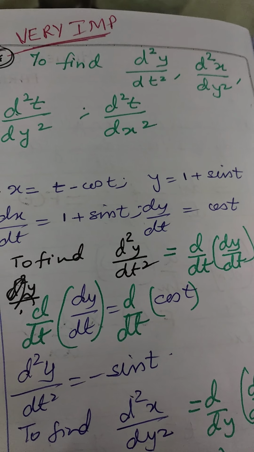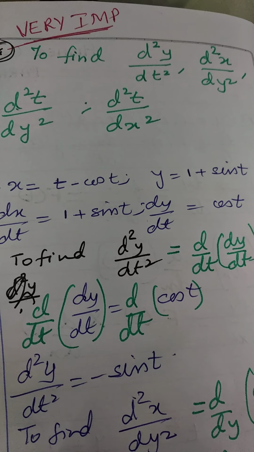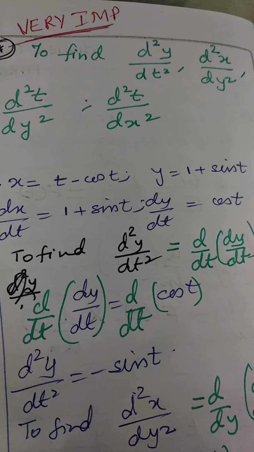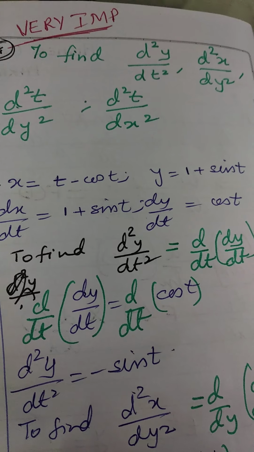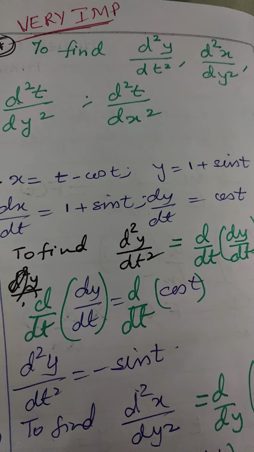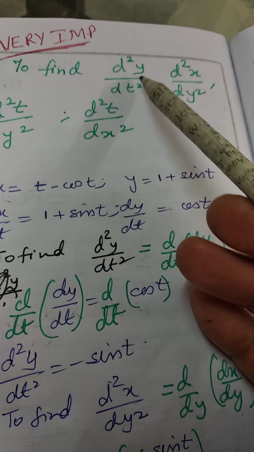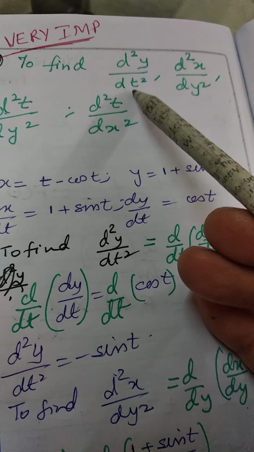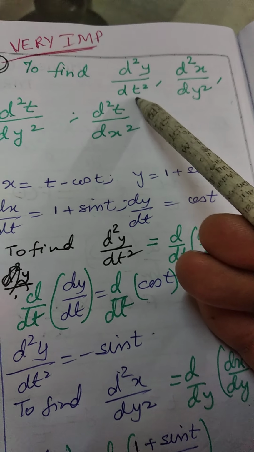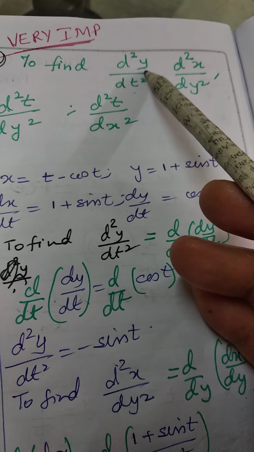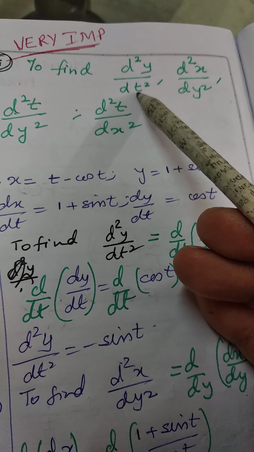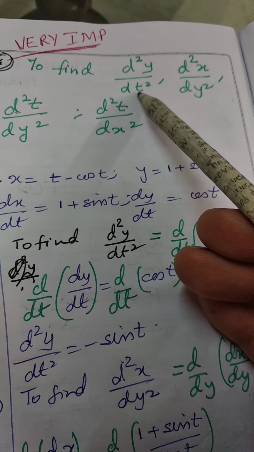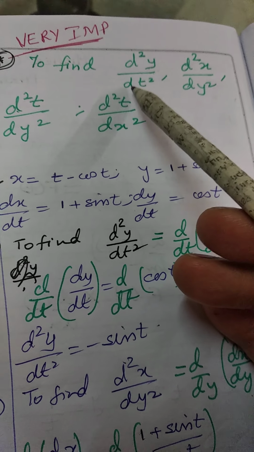Hello everyone. We'll again continue with higher order derivative in parametric form, but with a difference. Here we need to find out which variable is to be differentiated with respect to what for the second order. Here we have d2y on dt square, that means it is the second derivative of dy on dt.